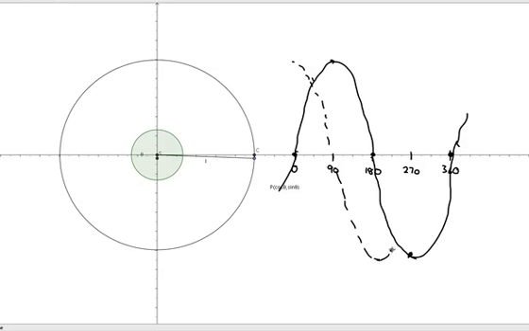So from -1 back up to 0, and then up to 1 again. And there's the familiar cosine graph. So these two graphs, sine and cosine, can easily be recovered from this unit circle diagram.